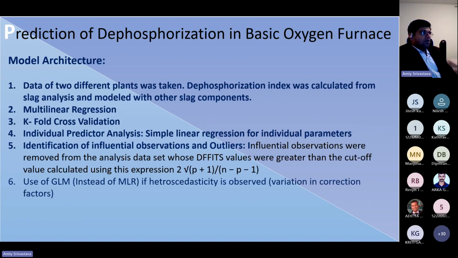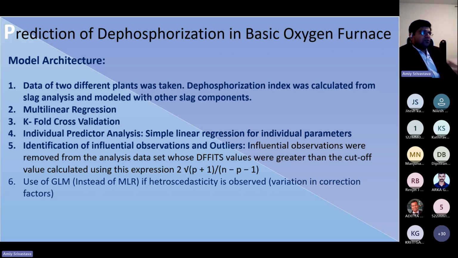Now, how did we develop the models, the model architecture? We simply used multilinear regression along with k-fold cross validation. And then we performed individual predictor analysis as well, like simple linear regression for individual parameters, like what I showed you in the previous part, in which I used the corrplot function of MATLAB. And then we identified influential observations and outliers, which are affecting our correlation coefficients too much. So we wanted to remove them, and we performed DFFITS values.